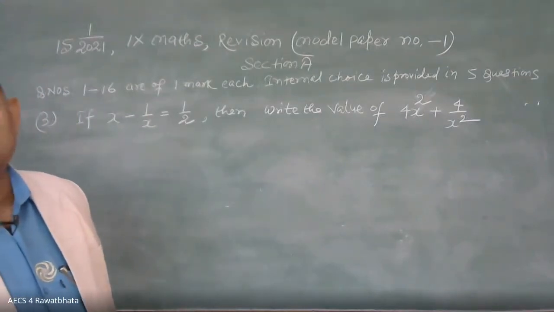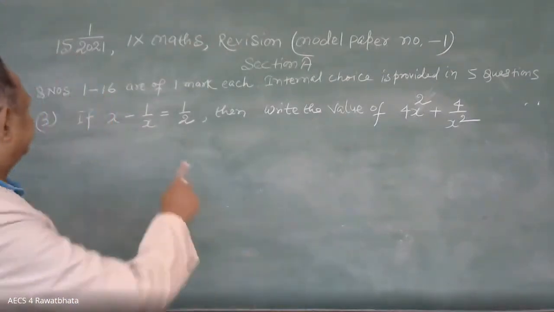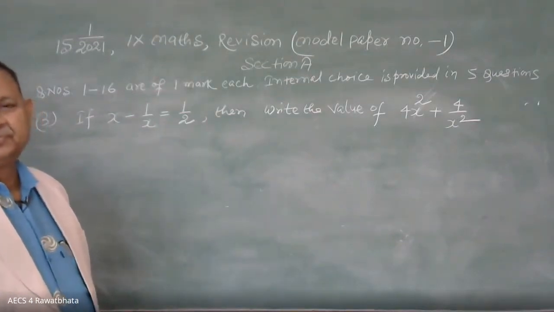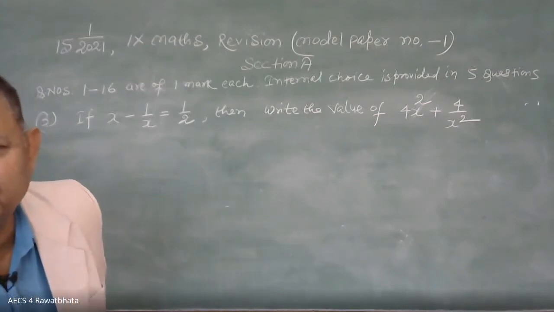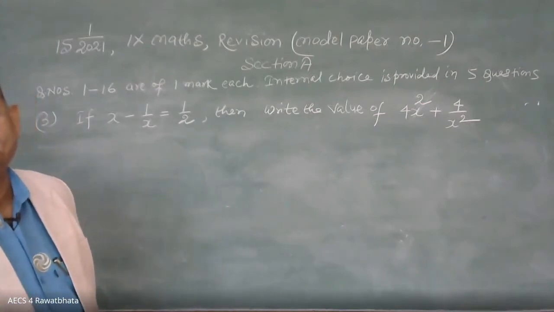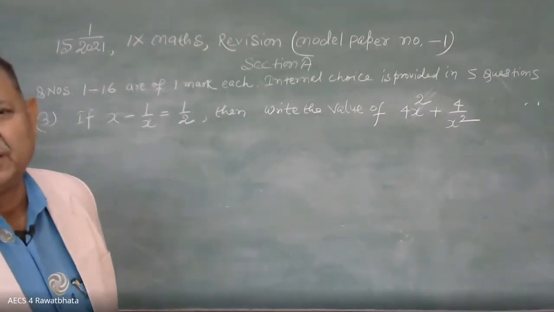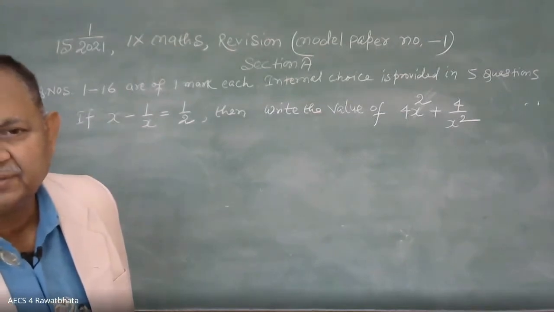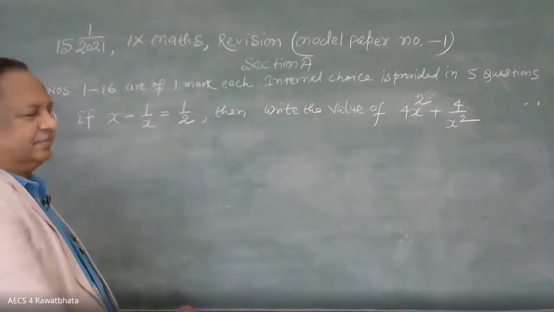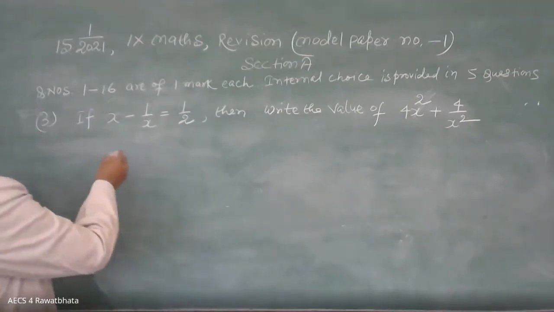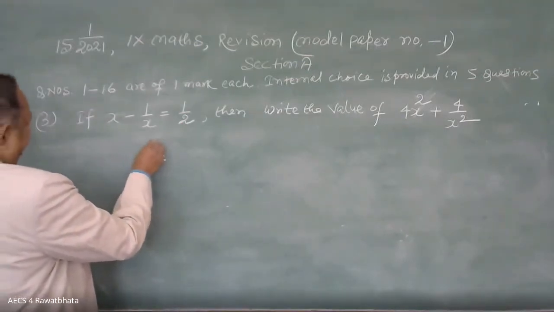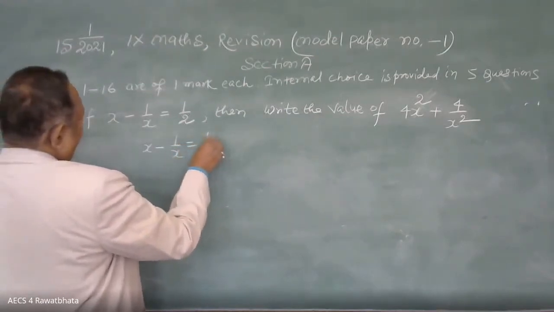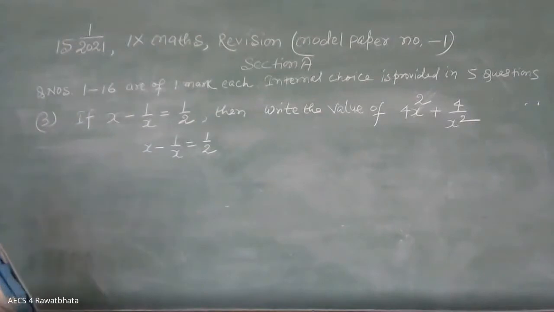x minus 1 upon x is equal to 2. So Garvit Sharma, answer is 9. Garvit Sharma. Hardik Jain, 9. Okay. 9. So x minus 1 upon x is equal to 1 by 2 is given.